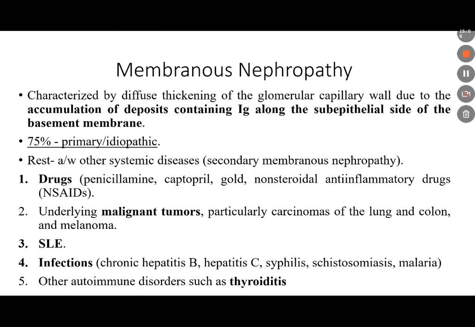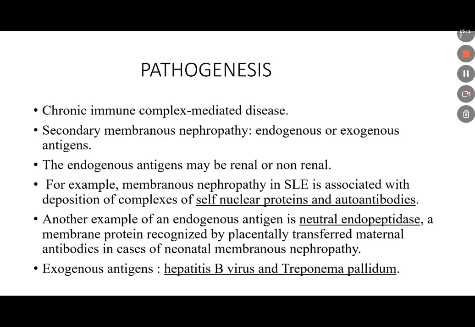75% of the time it's idiopathic, which is the primary disease. Then 25% of the time it can be associated with other causes like drugs, tumors, SLE, infections, other autoimmune disorders. So the pathogenesis is chronic immune complex deposition. There can be an endogenous cause or an exogenous cause. The endogenous antigen can be renal or non-renal. For example, if it is associated with SLE, it will be anti-nuclear, the antibodies are against your own proteins, and these are autoantibodies. Another example is neutral endopeptidase. Just remember the name of these. Exogenously, hepatitis B virus and Treponema pallidum can cause this.